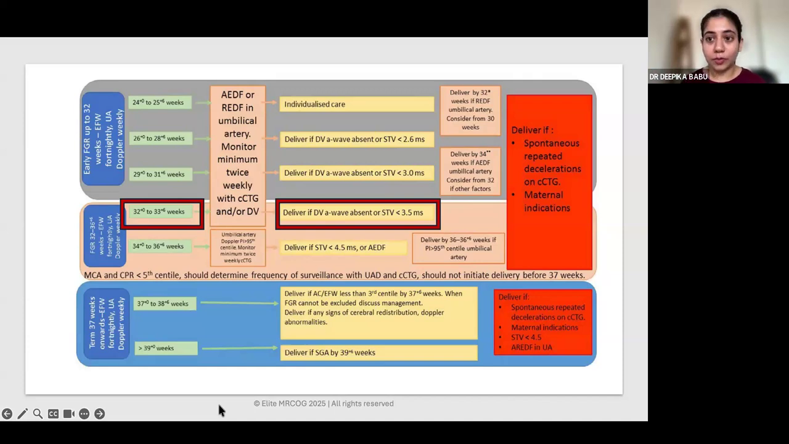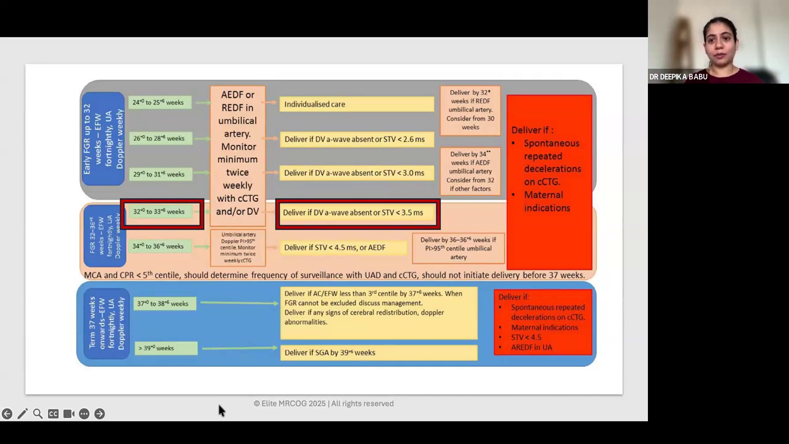Look at the maternal well-being. That is what is going to tell us. Ultimately, a computerized CTG is going to tell us something. If the computerized CTG is also normal, your ductus venosus is also normal, and there are no maternal indications for us to go and deliver, it's okay. That's fine.